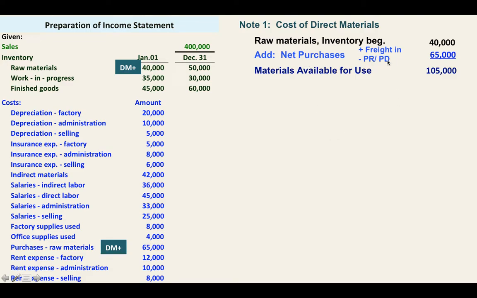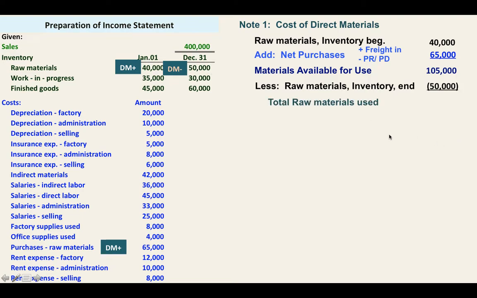Okay, since there is no freight in, and there is no information on purchase return, purchase discount, we will use the available amount of 65,000 as our net purchases. Okay, now we have to deduct from materials available for use the raw materials inventory end. Here the ending is December 31st and that is 50,000. Okay, so we will have to deduct that. So we will be able to get the raw materials used, or the direct materials used, class, of 55,000. So we are done with Note 1, the cost of direct materials.